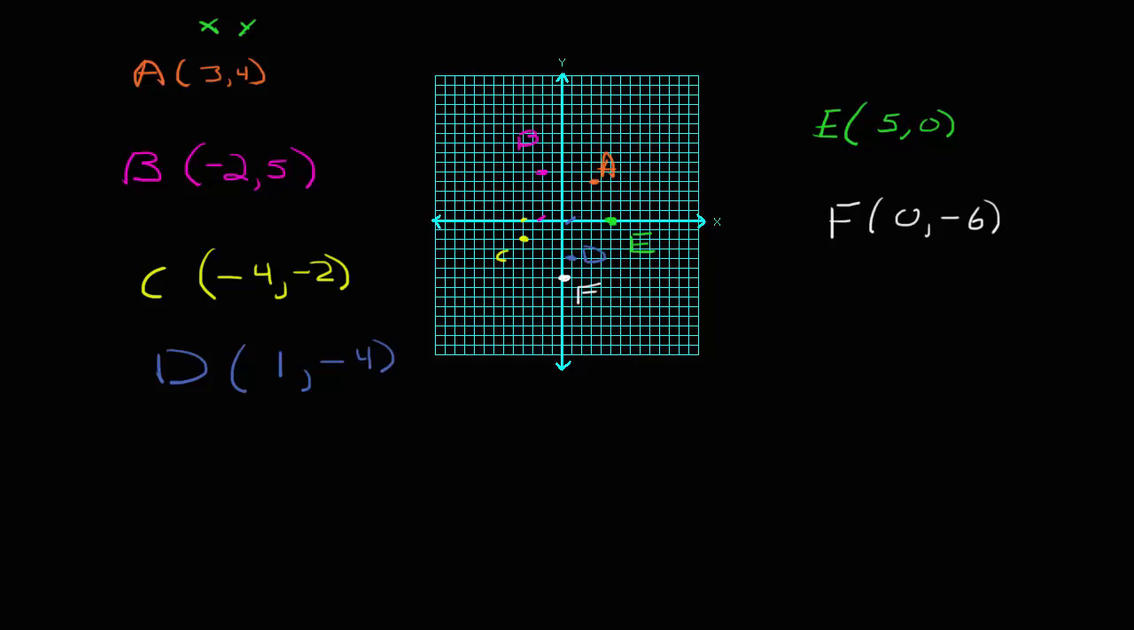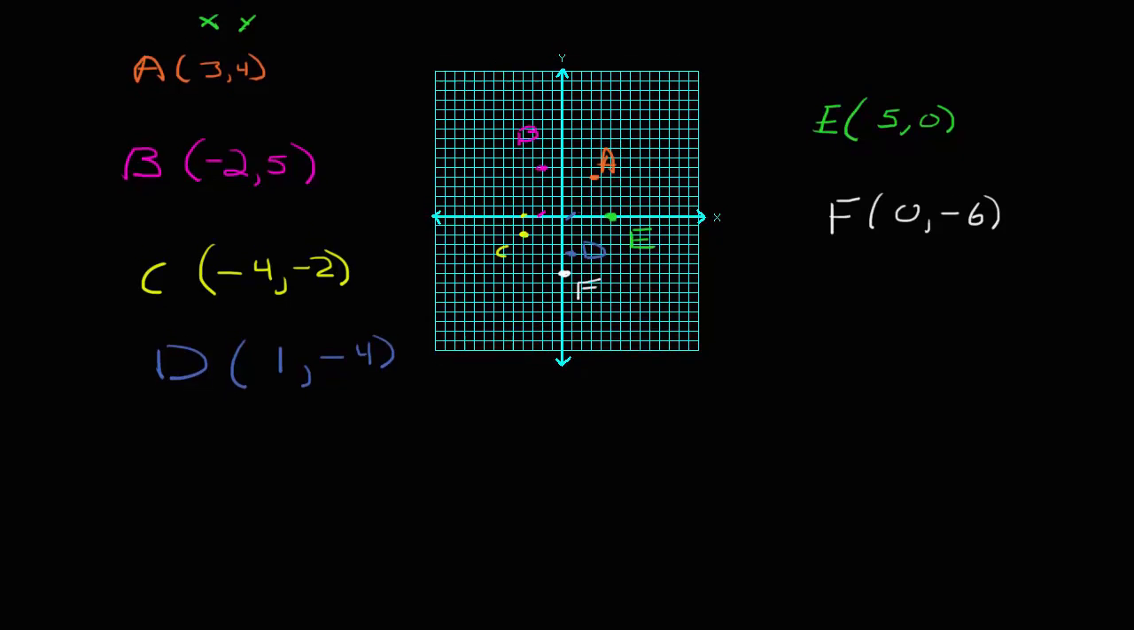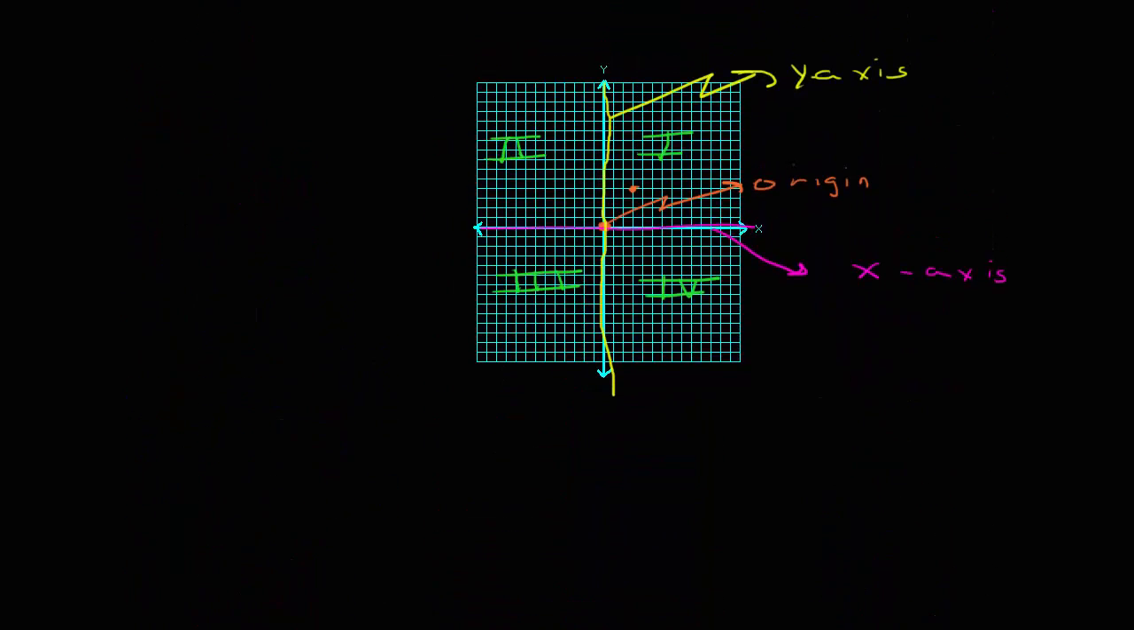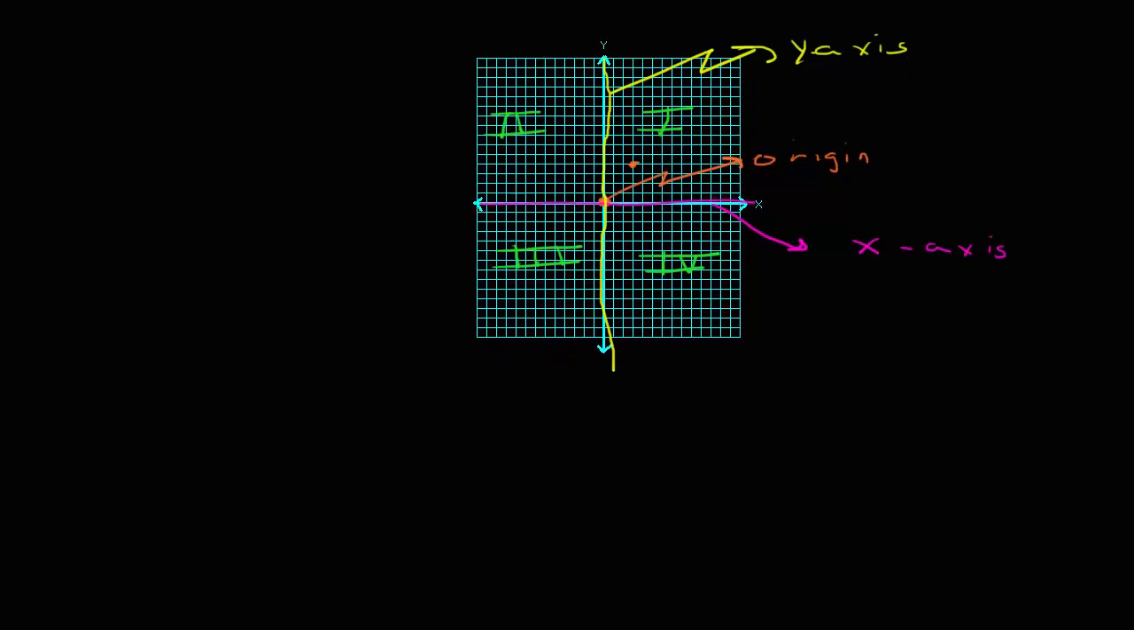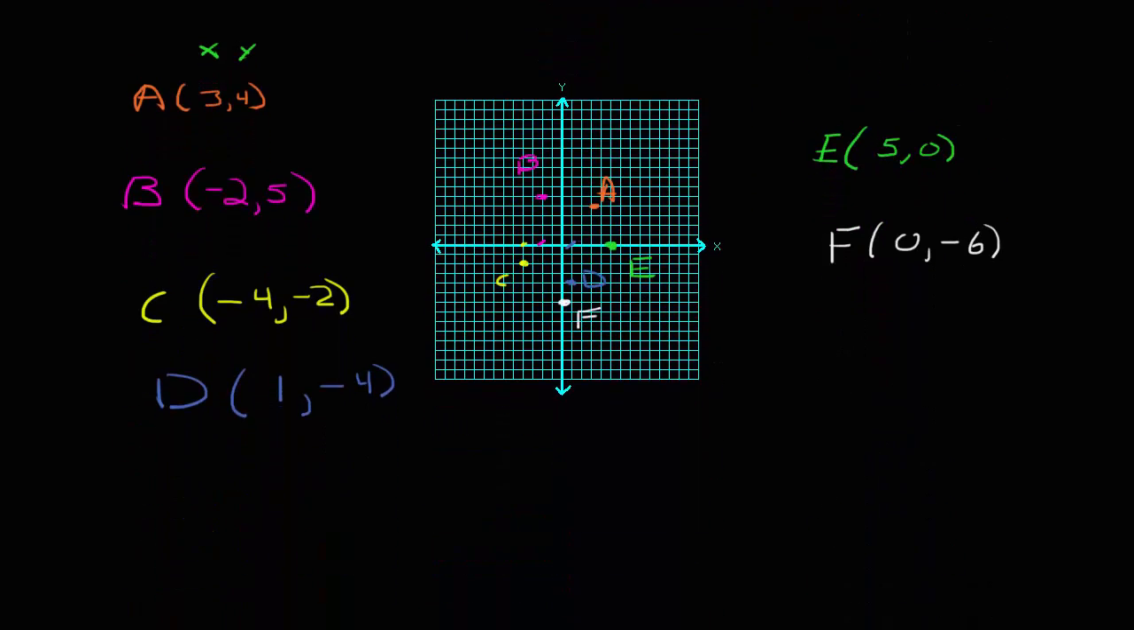Now let's take a look at where all of these points are on our quadrants. What quadrant are all these points in? Remembering that we have the 4 quadrants, quadrant 1, 2, 3, and 4. Coming back here, point A is in quadrant 1. Point B is in quadrant 2. Point C is in quadrant 3. Point D is in quadrant 4.